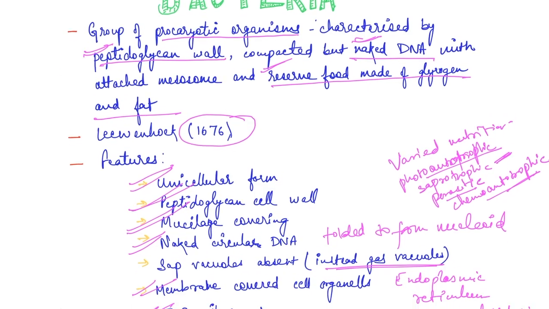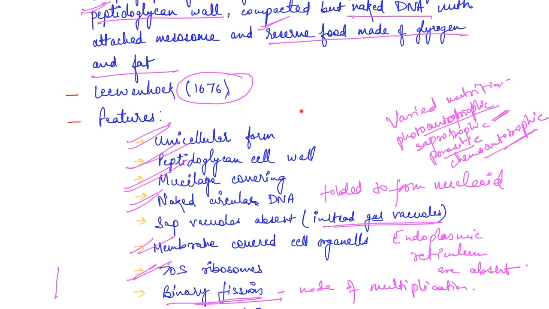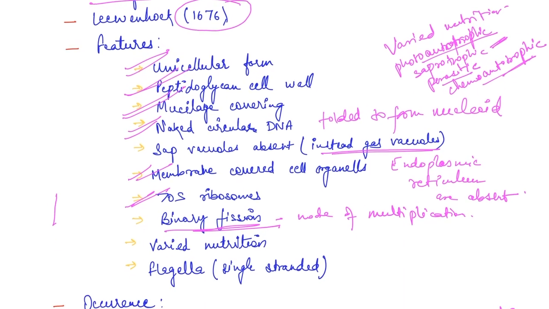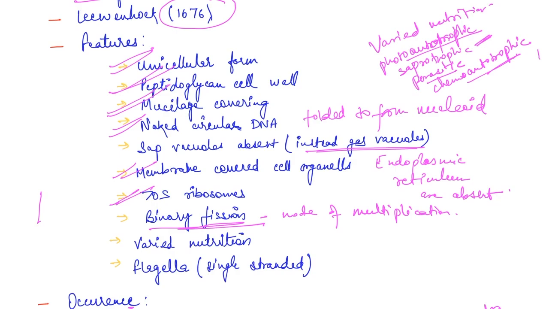Then the basic features of bacteria are that they are unicellular, they have a peptidoglycan cell wall, they have mucilage covering, then they have circular DNA which is naked, and this DNA is folded to form the nucleoid. Then they have gas vacuoles instead of sap vacuoles. Then they have no membrane covered cell organelles, and endoplasmic reticulum is absent. The ribosomes are 70S. They multiply by binary fission. Then they have varied nutrition, so by that we mean that they can prepare their food or get nutrition through various means, like photoautotrophic, saprotrophic, parasitic, or chemoautotrophic. And then they have flagella, which is single stranded.